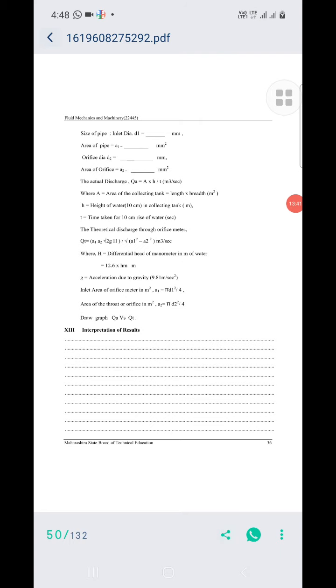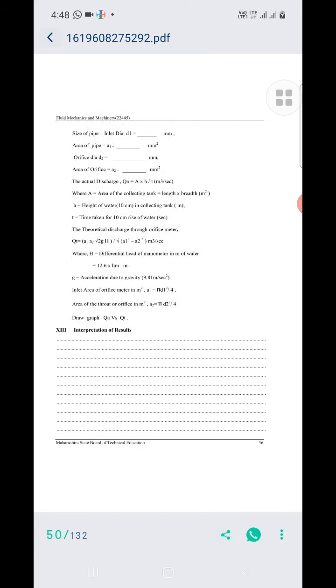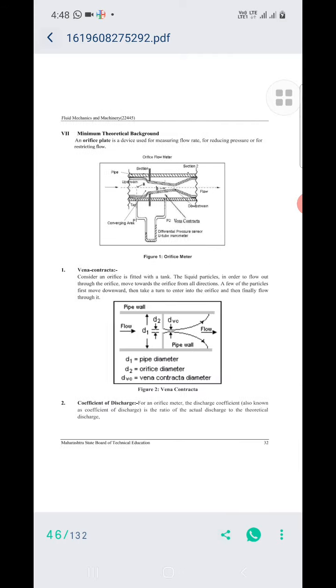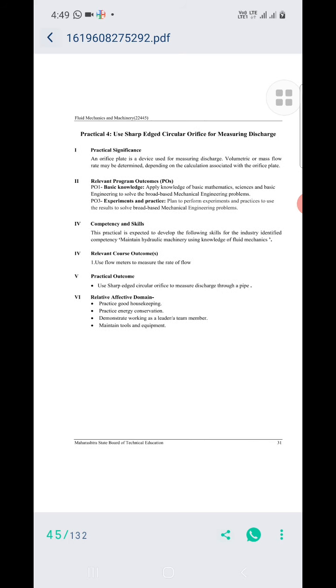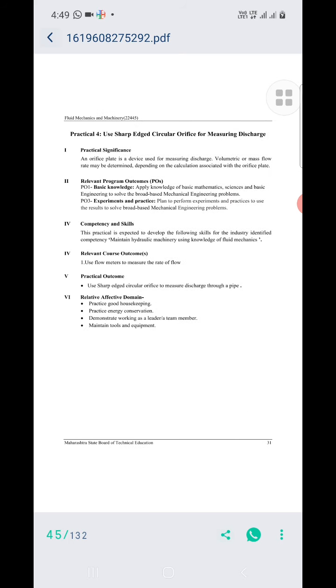In this way, we complete the practical. How to complete it? Let's see. The first is the CO, second is the PO, then the practical outcomes. Next is the affective domain: practice good housekeeping, practice energy conservation, demonstrate working as a leader, maintain tools and equipment. Use a flow meter to measure the rate of flow, then use basic knowledge, experiments and practice.